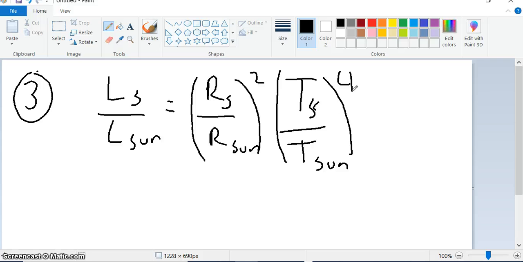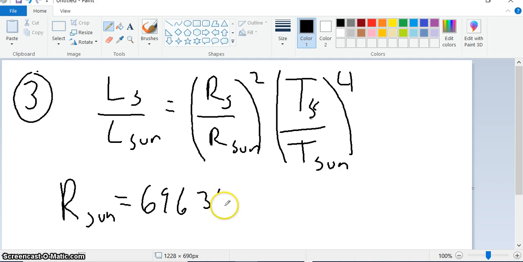We have to look up the radius of the sun in terms of astronomical units. It would probably be better to turn it into astronomical units. So the radius of the sun is equal to, I'll have to continue this on the next video, 696,340 kilometers, and we know that in 1 astronomical unit.